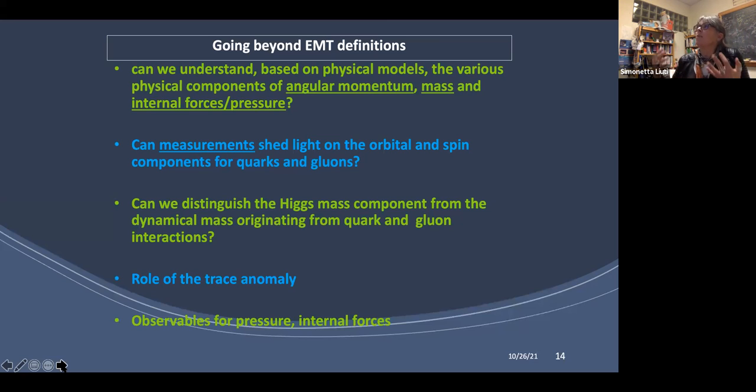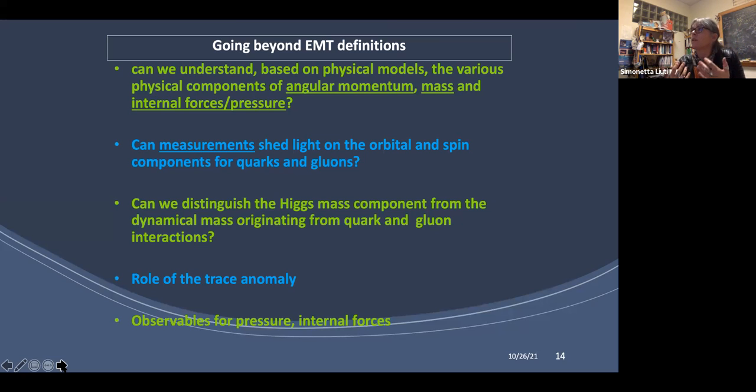Can we understand, based on physical models, the various physical components of angular momentum, mass, internal forces and pressure? Can actual measurements in the lab shed light on the orbital and spin components for quarks and gluons? And then for the mass sector, there are a set of new questions.